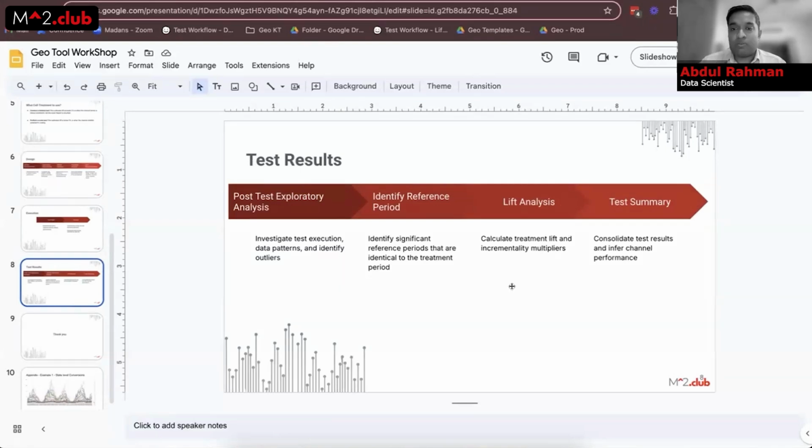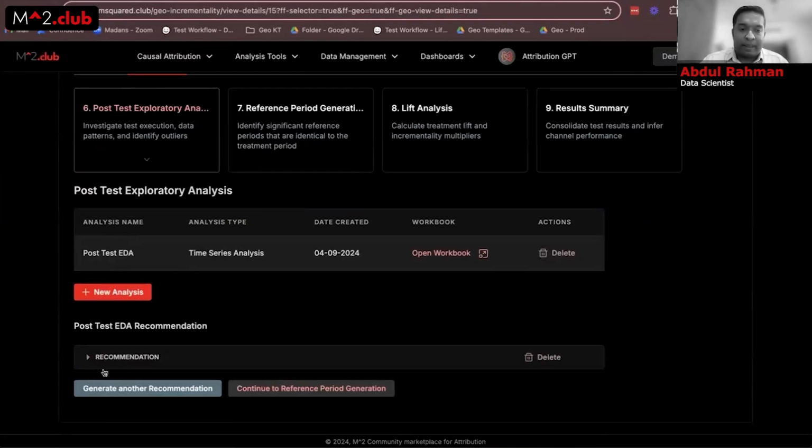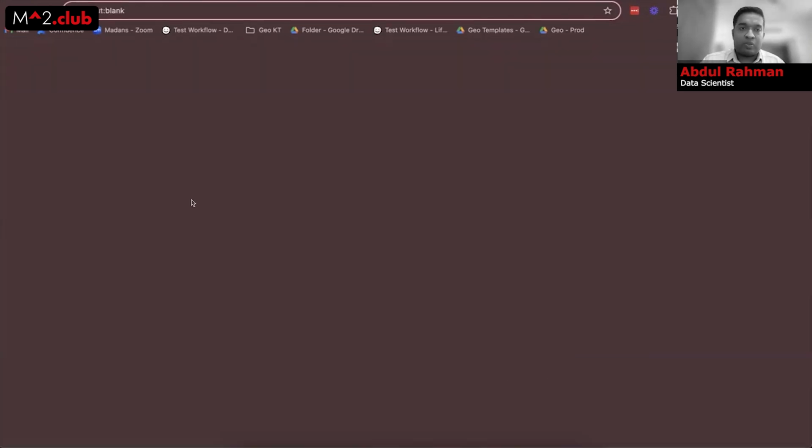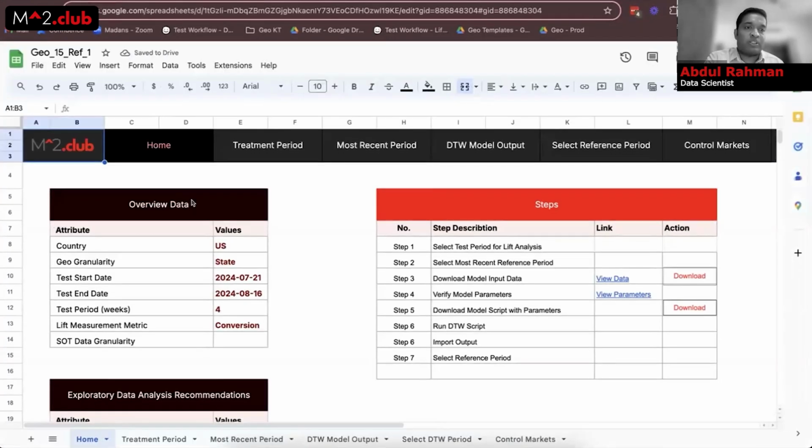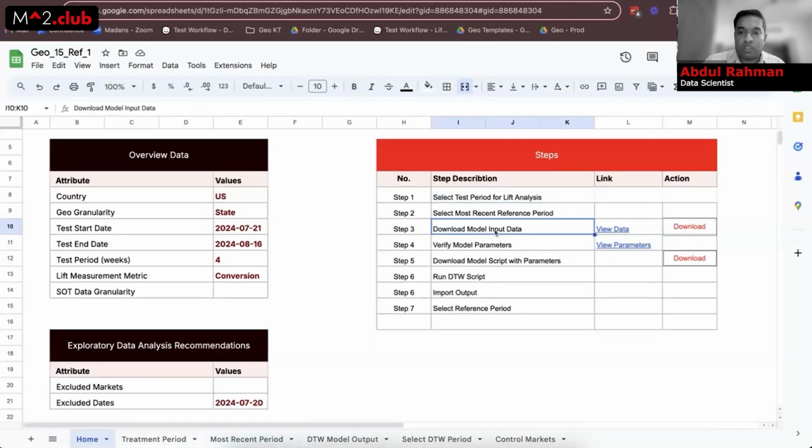Using the reference period, we will do the lift analysis. We will do a difference in difference and linear. So we did the EDA, and then we have to generate a recommendation. Let me open the workbook. This will again be based on the recommendation that we created in the previous step. After that, we have to go and download the model data, which will run a DTW model.